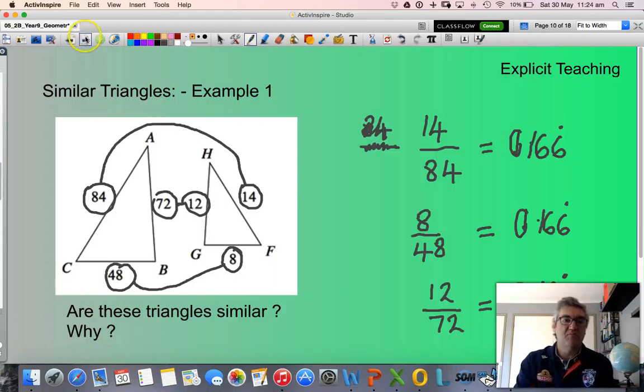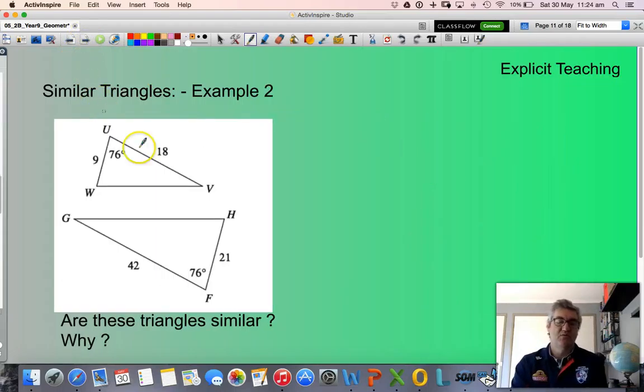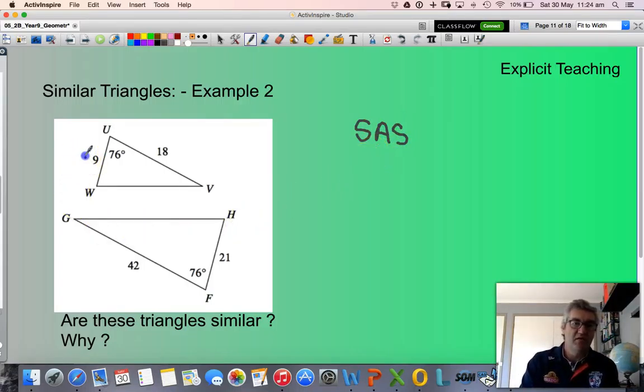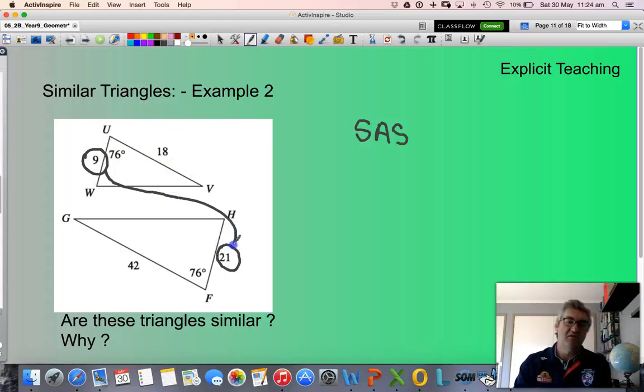Moving on to the next example. Alright, this time I have an included angle and two sides. So straight away I'm thinking of the condition SAS. So let's look at the smallest over here, 9. Smallest over here, 21. What do I need to multiply the 9 by to get to 21?